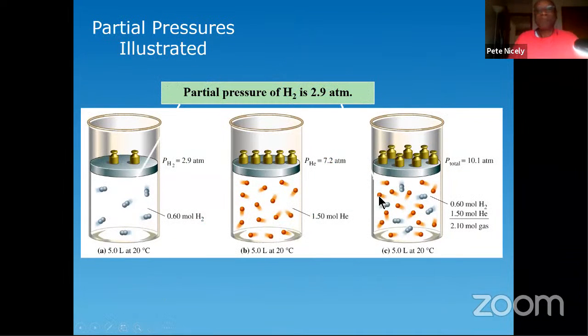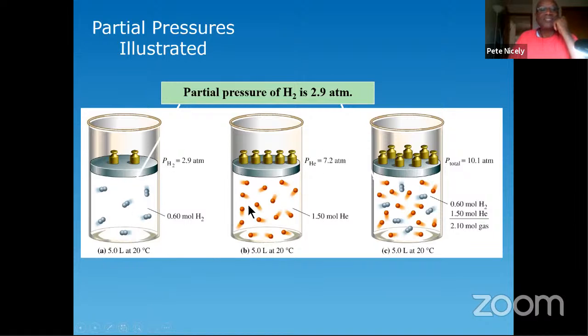Okay, so this is a pictorial demonstration of the partial pressure, the Dalton's law concept. So here we have two gases in separate containers. They're both at the same temperature and volume, right? But the difference is that the number of moles of hydrogen here is 0.6 and the number of moles of helium here is 1.50 moles, right? So basically, even though the volume and the temperature are the same in both cases, because the number of moles are different, that means that the pressures will be different.